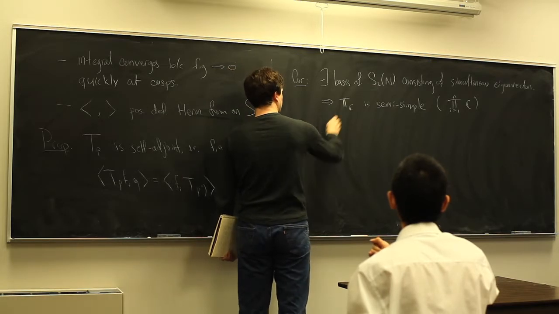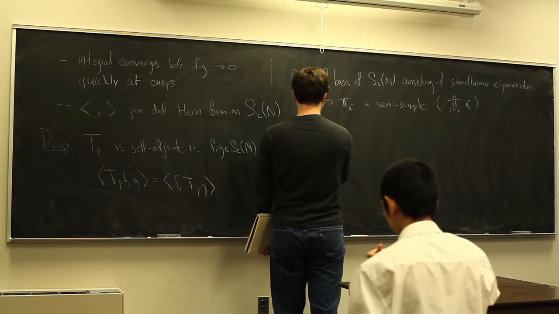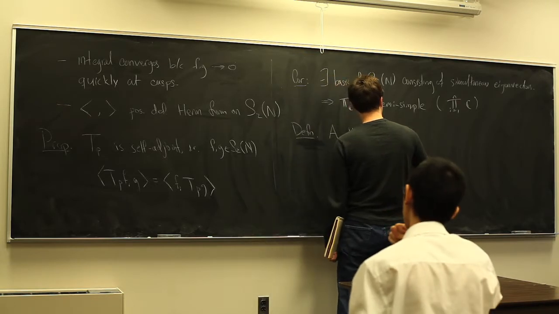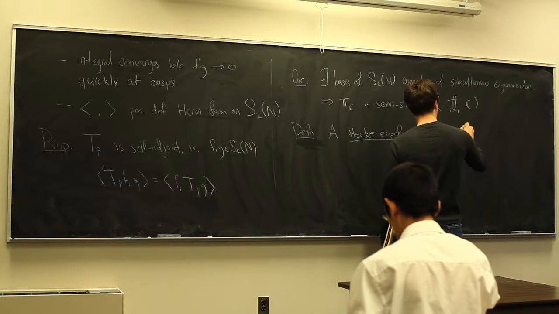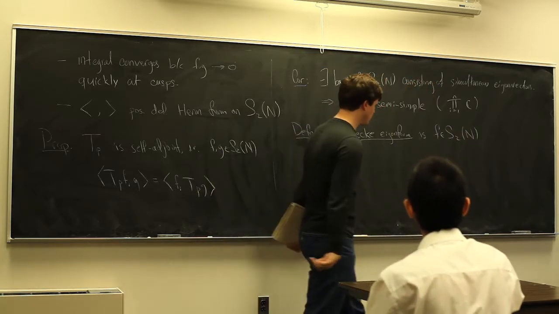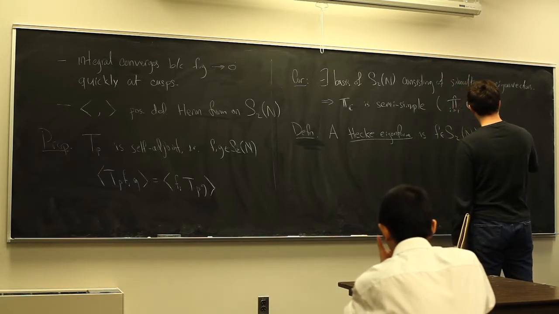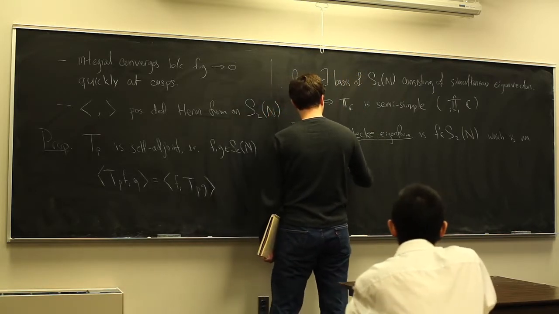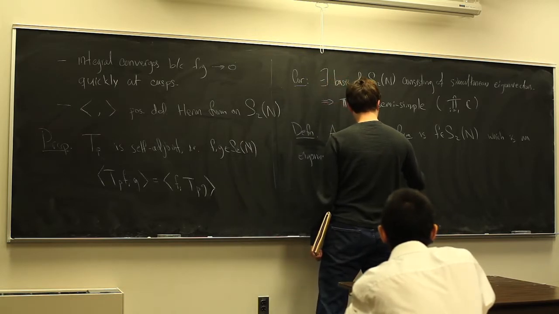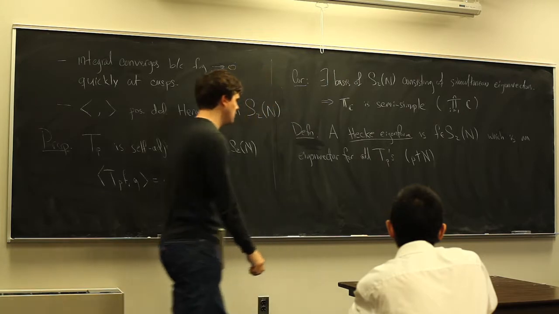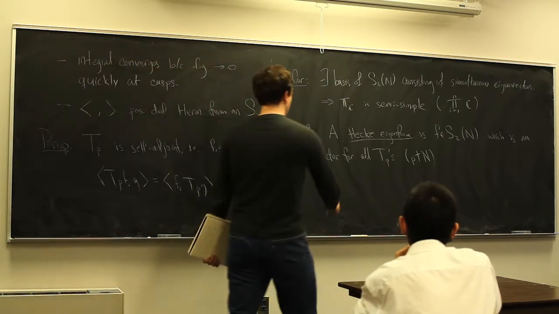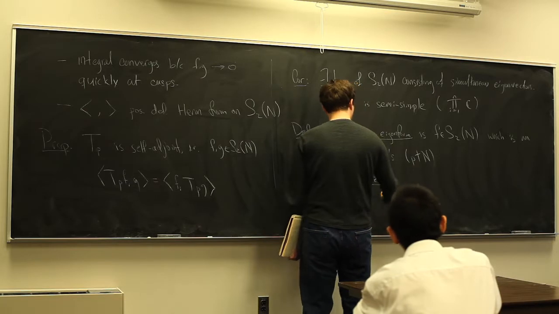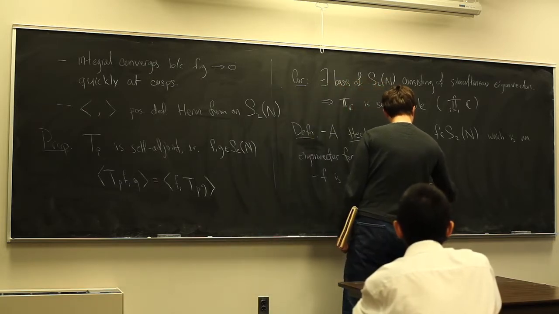Okay, so these simultaneous eigenvectors are important, so we give them a name, they're called Hecke eigenforms. A Hecke eigenform is, well, for us, a weight 2 cusp form on gamma 0 N, which is an eigenvector for all the T_p. And of course, we're only considering p not dividing N. We say that f is normalized if its leading coefficient is 1.